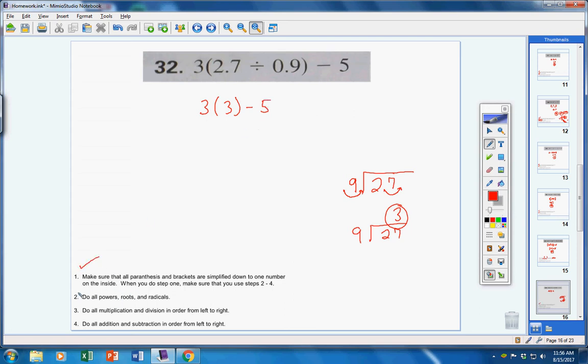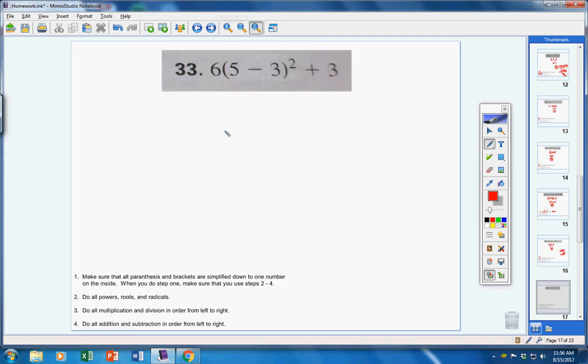powers, roots, and radicals. Step 3, do all multiplication and division. So here's my multiplication. 3 times 3 is 9. Minus 5 is 4. Okay, 33.